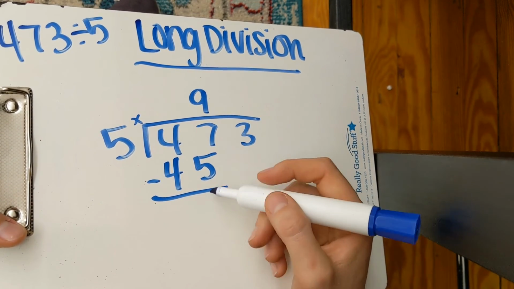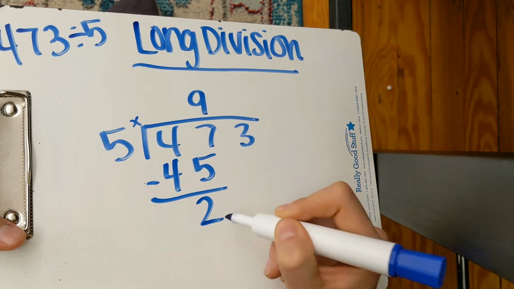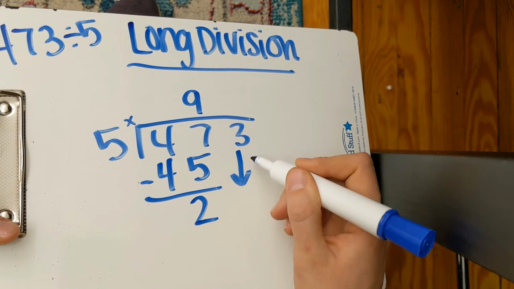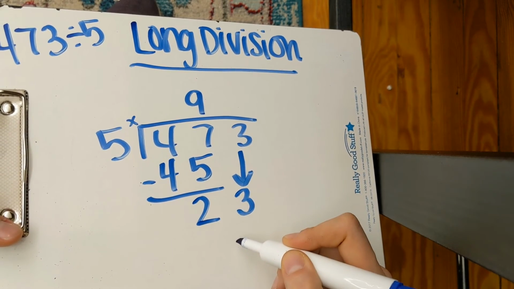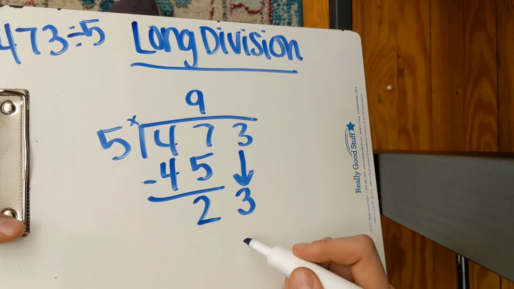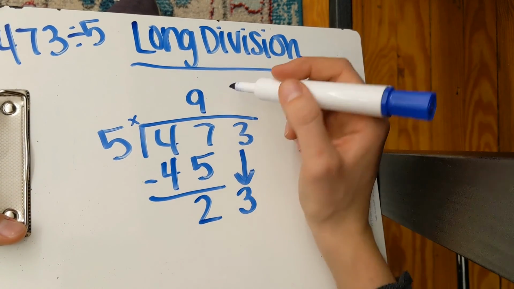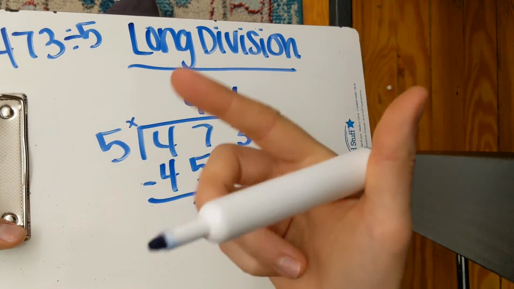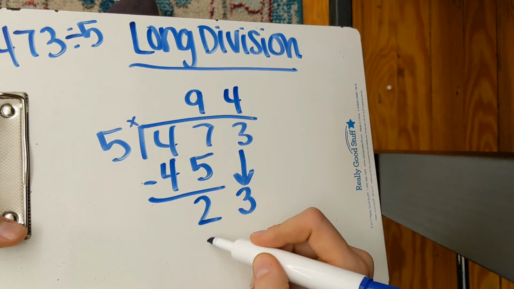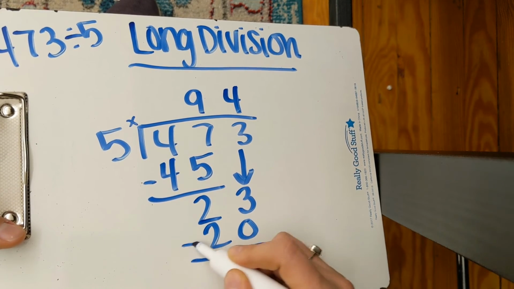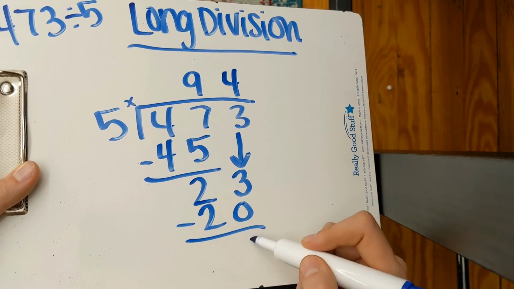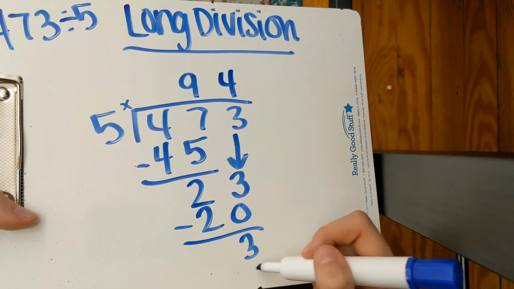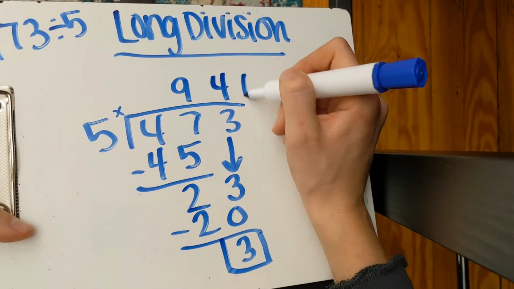Our third step is going to be to subtract. If I take this away, I'm going to get 2. The next step is going to be to bring down, and we signal that with an arrow. We're bringing this 3 down to get us 23 here. Now we're thinking, how many times does 5 fit into 23? 5 fits into 23 4 times, 5, 10, 15, 20. And so our multiplication step goes below, we subtract, and if we take this away, we're left with 3. 5 does not fit into 3, so we know that this is our remainder.